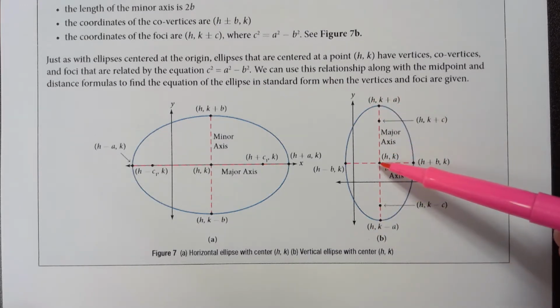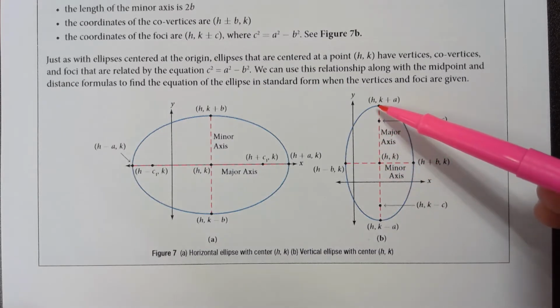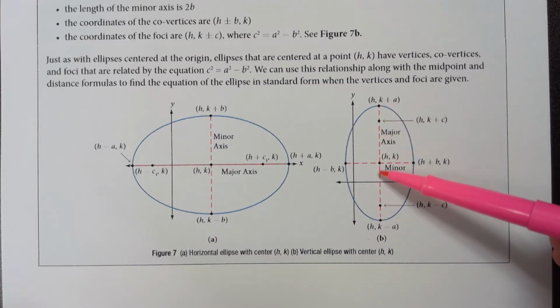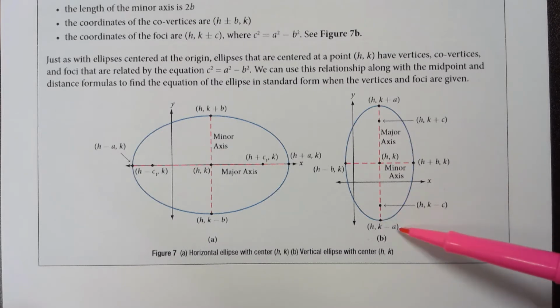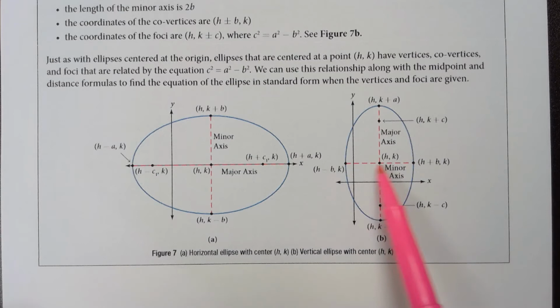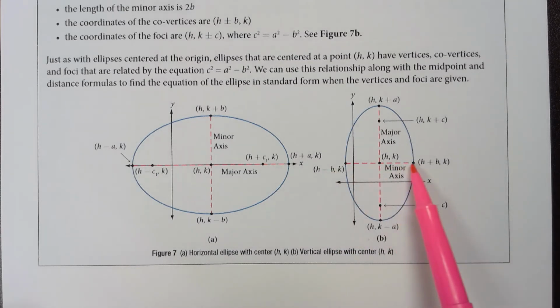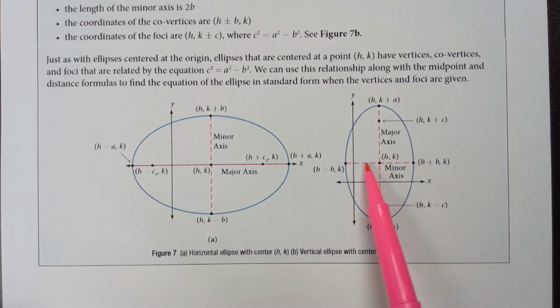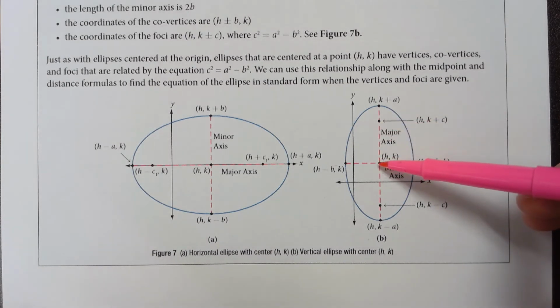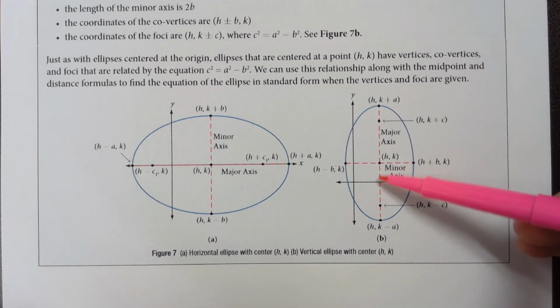But if here is k and you go this direction, you're adding a to k, right? This is the value a right here. And if you go this direction, you're subtracting a from k, and that is where this one comes from. Also, to get your co-vertices, you add b to h, or you subtract b from h. And of course, for your foci, you add c to k, or you subtract c from k.